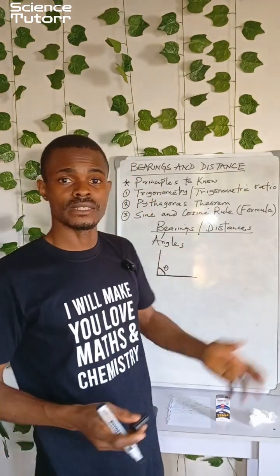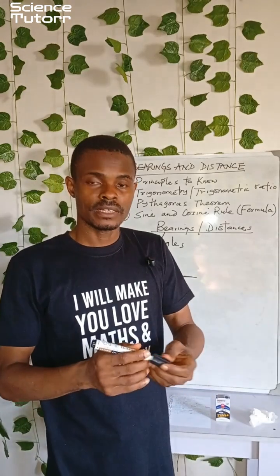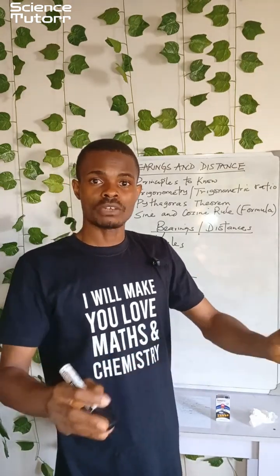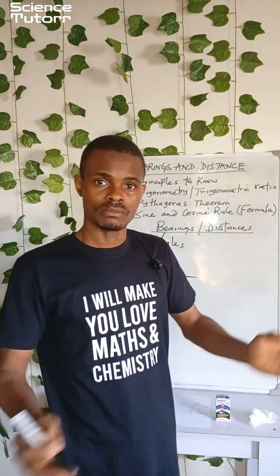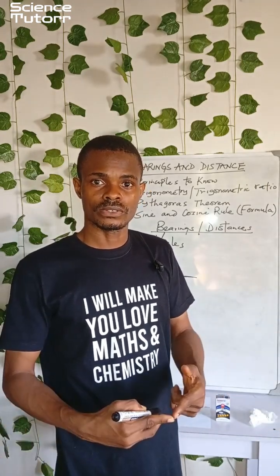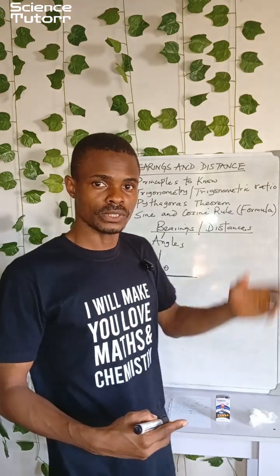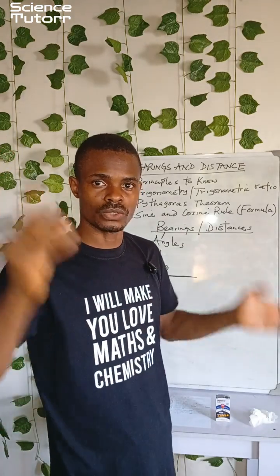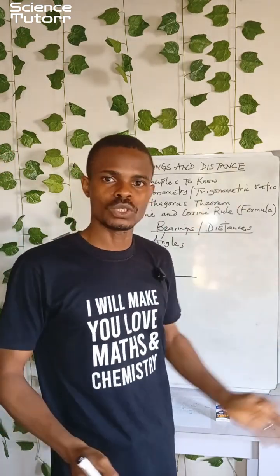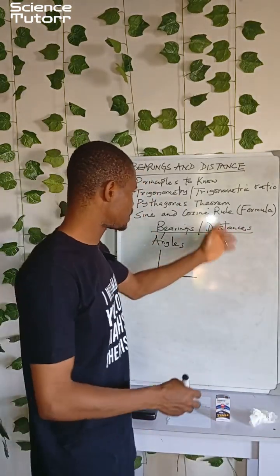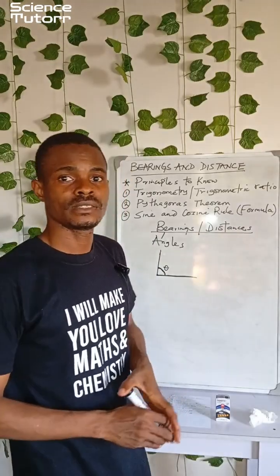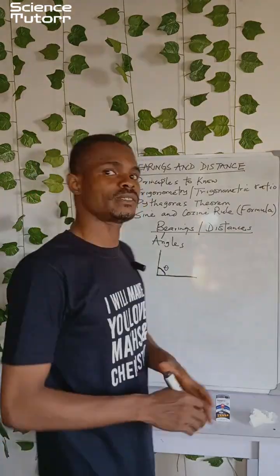And then we have distances. Distance is simply the measurement from a point of reference to another point, the measurement of two points linked together. So it's the distance from one place to another, simply the length between one point and another. That measures distances. So bearings and distances go hand in hand, and that is what we shall be looking at.